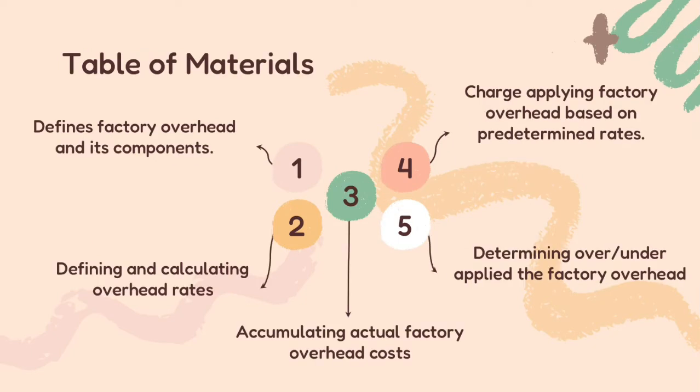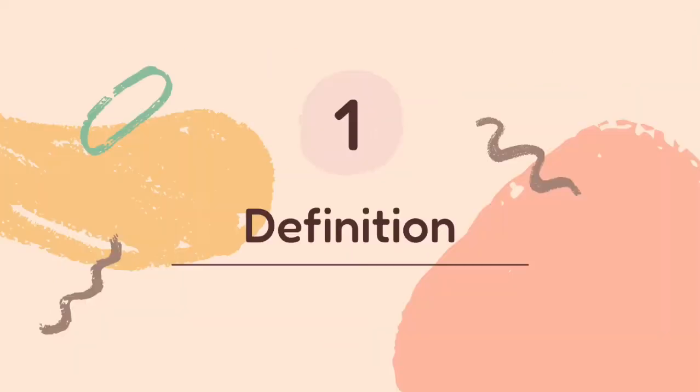These are our materials. First, define factory overhead and its components. Second, defining and calculating overhead rates. Third, accumulating actual factory overhead costs. Fourth, charging or applying factory overhead based on predetermined rates. And last, determining over or under applied factory overhead. Nah, the first material will be presented by Reyes. So Reyes, time is yours.